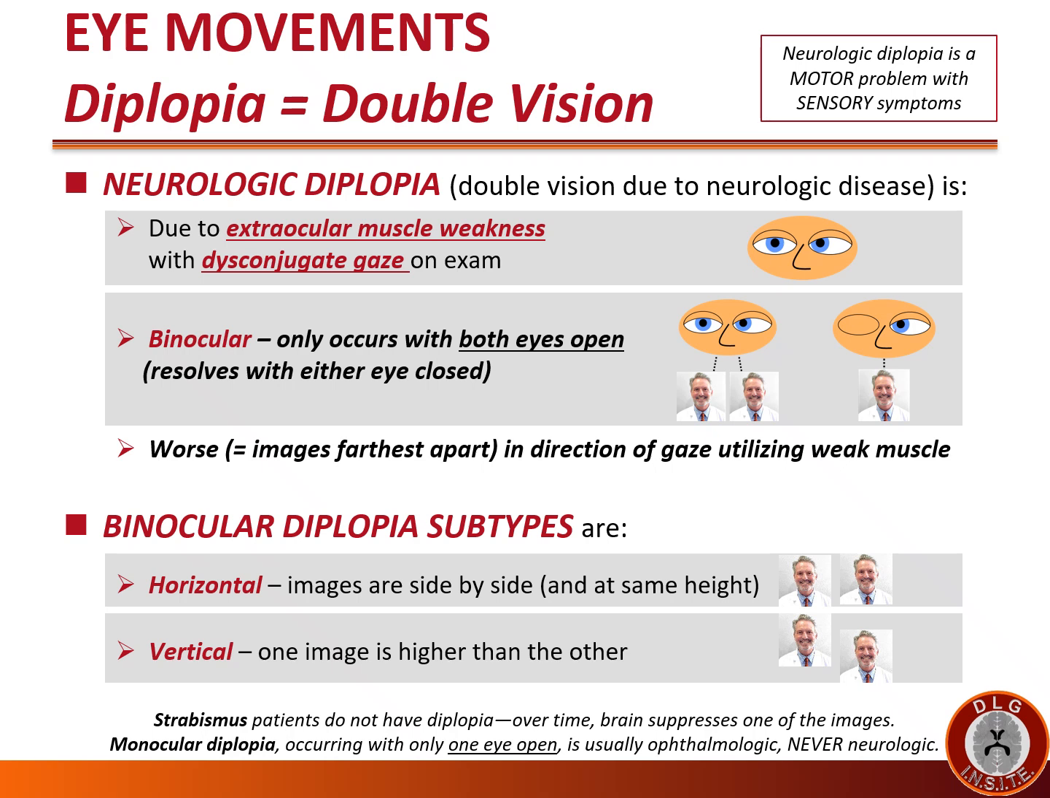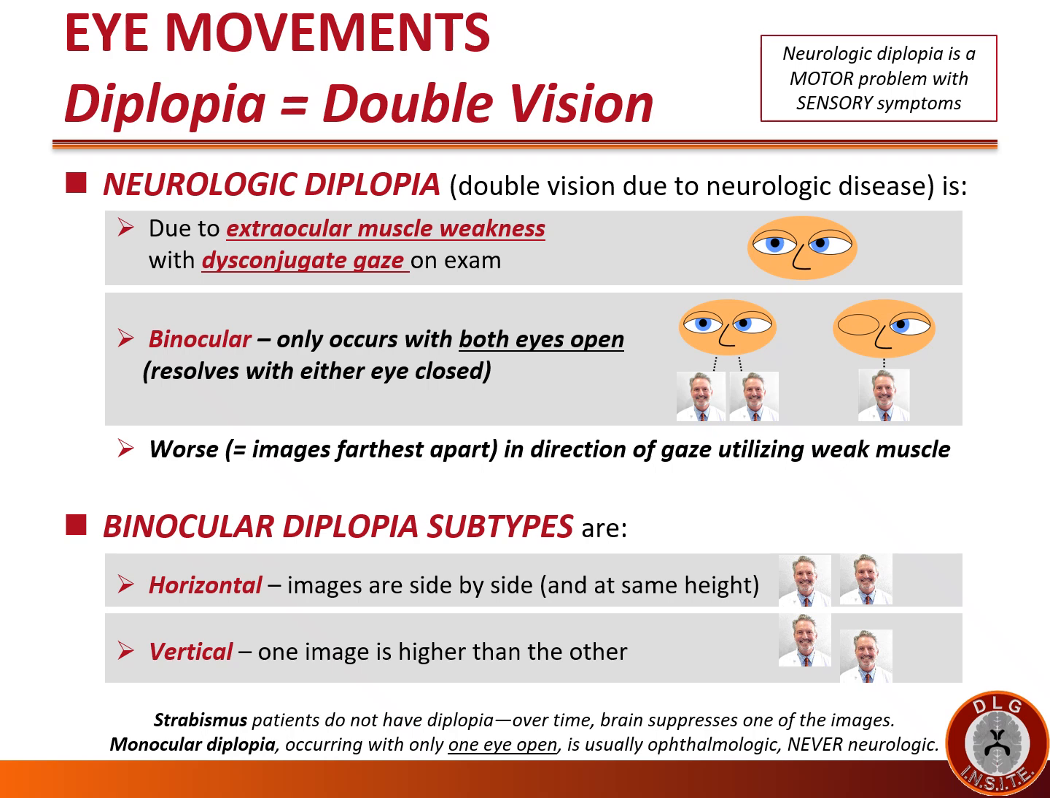The two kinds of binocular diplopia are horizontal, in which the images are exactly side by side at the same height, and vertical, in which one image is slightly higher than the other. There's no such thing as vertical diplopia with one on top of the other. That doesn't exist. There's always some element of a horizontal component to the diplopia. But if there's any vertical component whatsoever, we call it vertical diplopia, not horizontal diplopia.